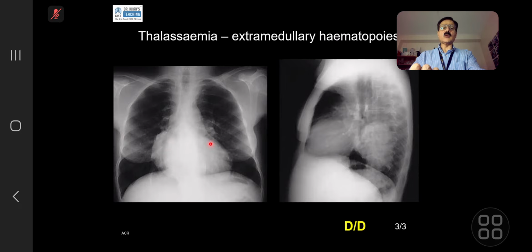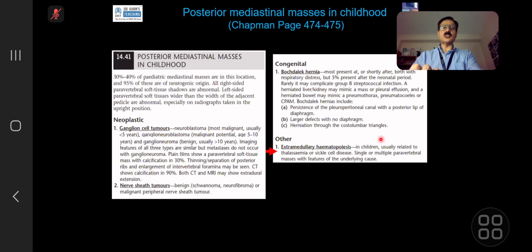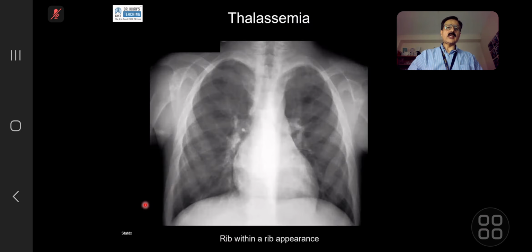And of course, if the examiner wants to show you on a lateral, they will show you. If they want to show you on a cross-sectional image, they will show you. Look at another example. In this example, the main point is expansion of the ribs. You don't see a paravertebral mass as in extramedullary hematopoiesis, but look at the ribs and how expanded they are. This is also known as the rib within a rib appearance. Some people use this word for a case like this.